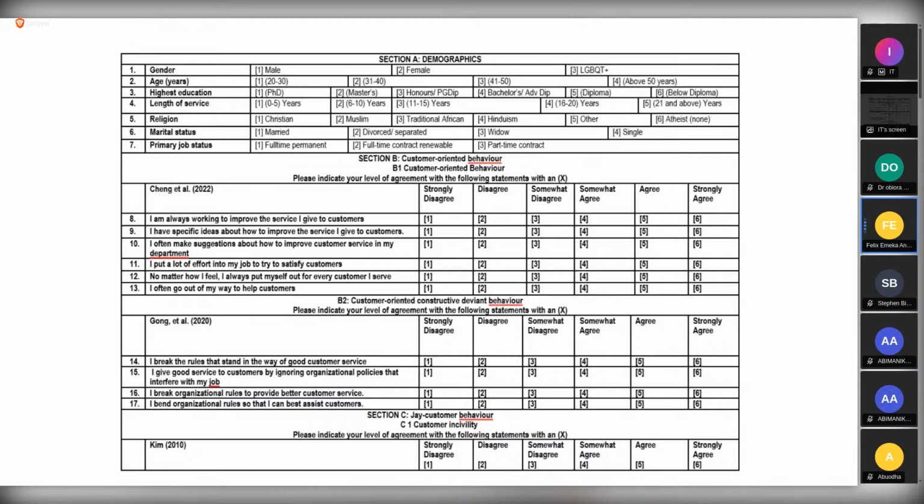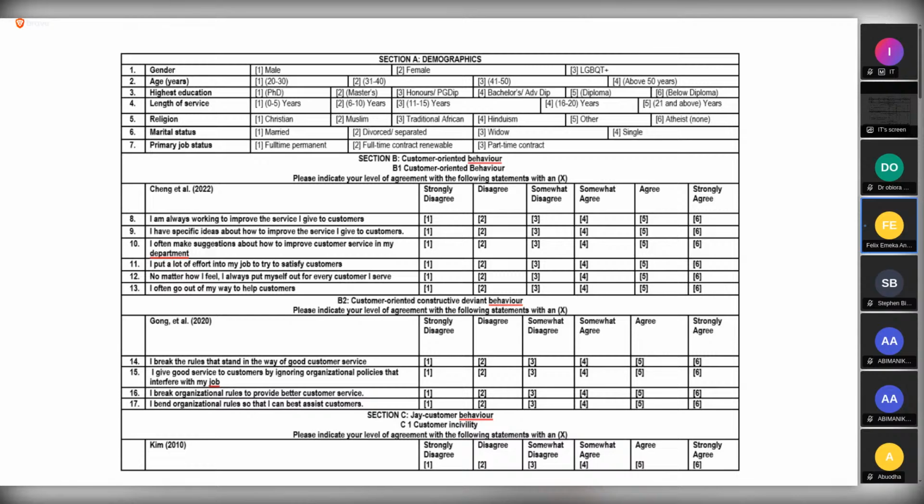Question 8 says, I'm always working to improve the service I give to customers. Strongly disagree, disagree, somewhat disagree, somewhat agree, agree, or strongly agree. So you see the levels. It goes from 1 to 6. So if you look at the first question, I am always working to improve the service I give to customers, a higher score means customer-oriented behavior.